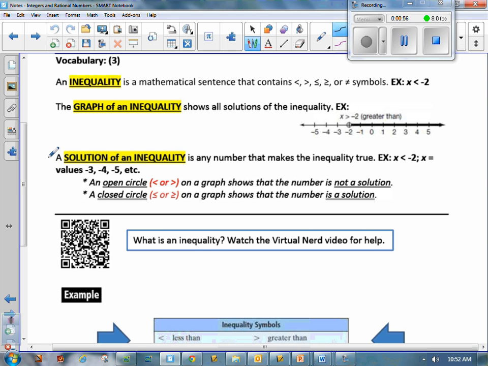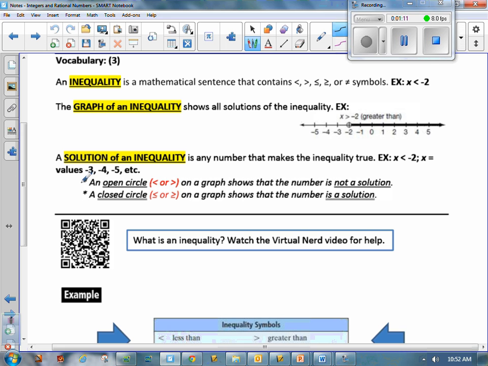A solution of the inequality is any number that makes the inequality true. For example, x is less than -2. X can be -3, -4, -5, and so forth.